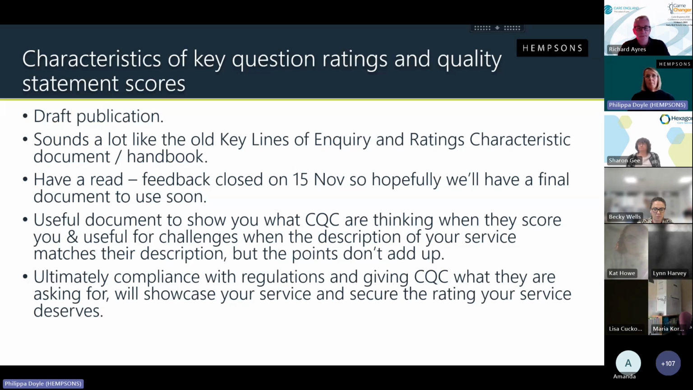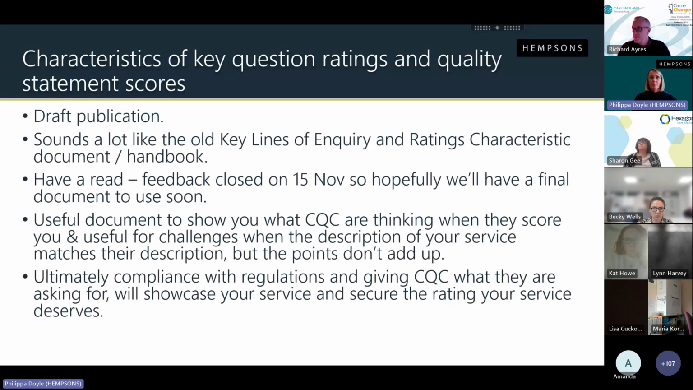And it is useful because it does show you what CQC are thinking about when they score you. But I also find it really useful if I'm looking at doing a challenge with a service, because if the description of your service matches their description of what a good service looks like, but the points don't add up and you're not getting the right score, then bingo, you've got a perfect point of challenge there of you saying, well, you're describing my service, and you've given us a national description of what that service looks like, and that's us. So why doesn't the scoring add up?